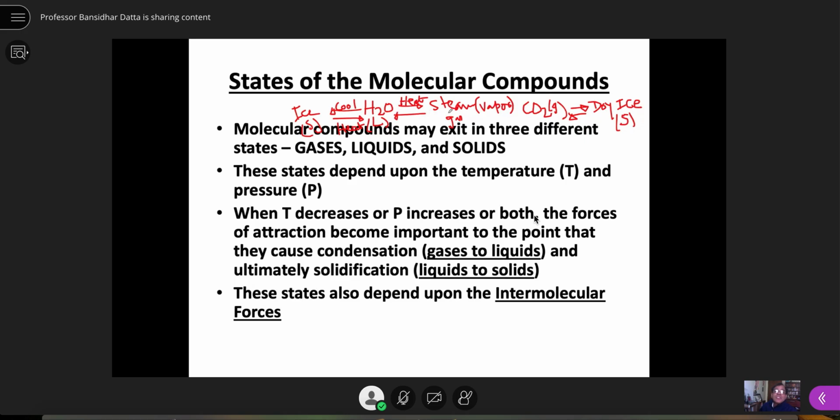Steam, vapor, is converted to liquid H2O. What is that process called? Condensation. So condensation is gas to liquid.